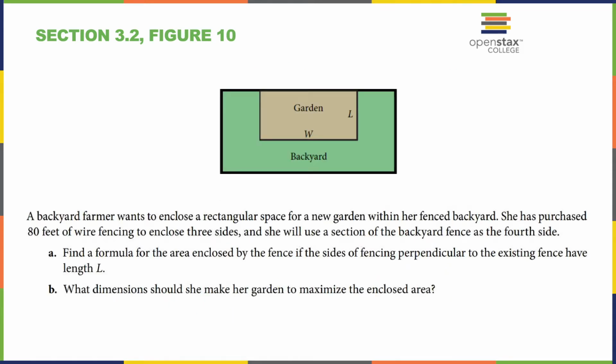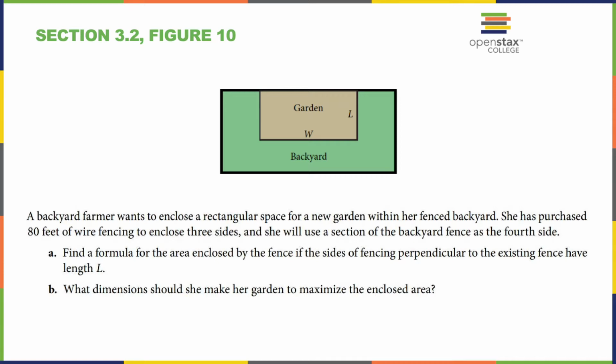So let's go ahead and take a look at an application word problem. Here we have a backyard farmer who wants to enclose a rectangular space for a new garden within her fenced backyard. She has purchased 80 feet of wire fencing to enclose 3 sides, and she will use a section of the backyard fence as the 4th side. So we want to find a formula for the area enclosed by the fence if the sides of fencing are perpendicular to the existing fence and have length L.